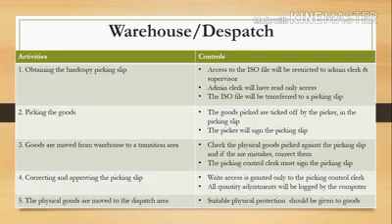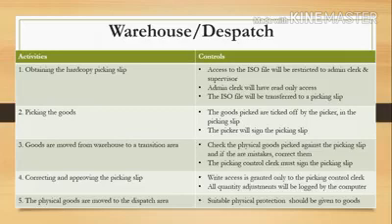Check the physical goods picked against the picking slip, and if there are mistakes, they will correct them. If you pick 10 items instead of 9 items, this is where we are going to correct all the discrepancies. The picking control clerk must sign the picking slip. Correcting and approving the picking slip. Write access is granted only to the picking control clerk. All quantity adjustments will be logged by the computer. The physical goods are moved to the dispatch area. Suitable physical protection should be given to goods.